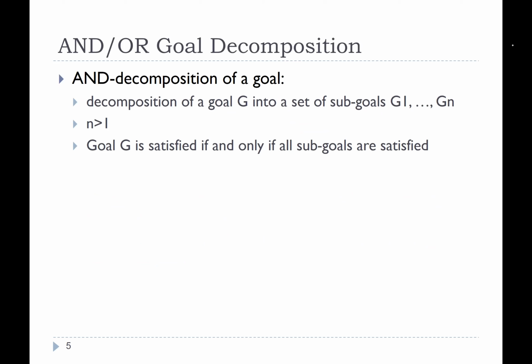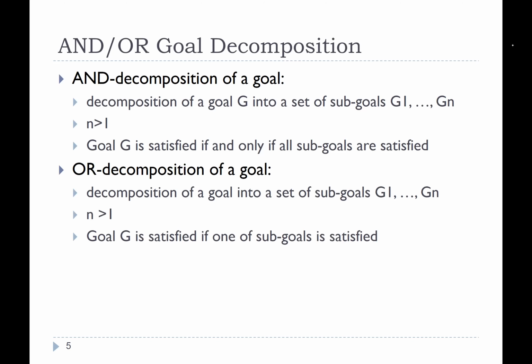AND obviously means that everything underneath my goal has to be satisfied. So if G is broken down into G1, 2, 3, 4, until N, I have to satisfy all of them, and when I satisfy all of them, I can say that I've satisfied my goal. The OR relationship is obvious as well. It's not an exclusive OR, just a regular OR. In other words, if I do just one or more, then I would have satisfied the parent goal. If I have G1, G2, G3 as my sub-goals, all I have to do is satisfy one of them.